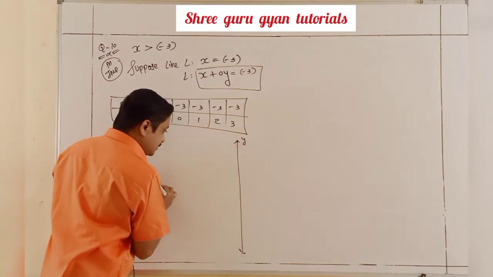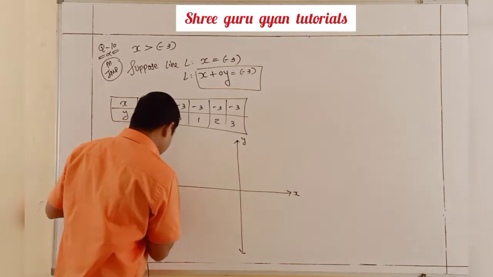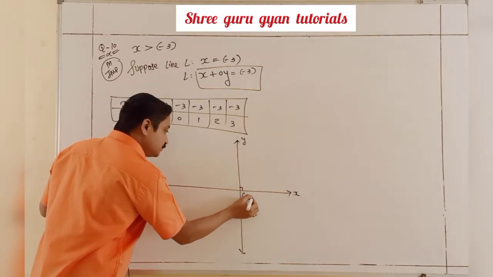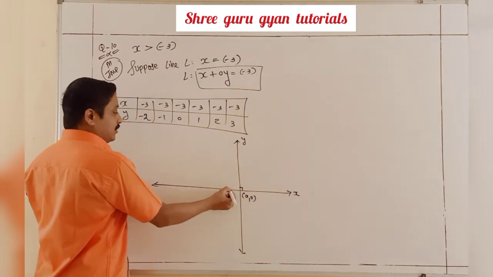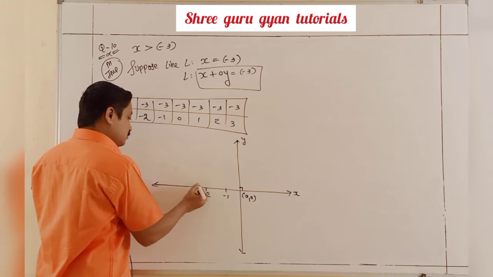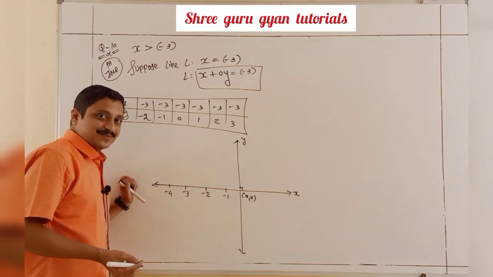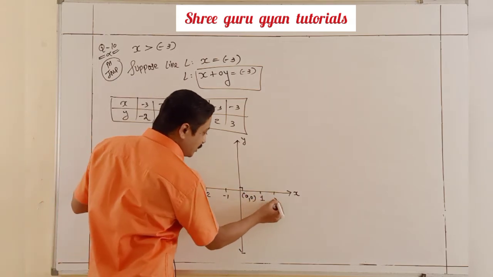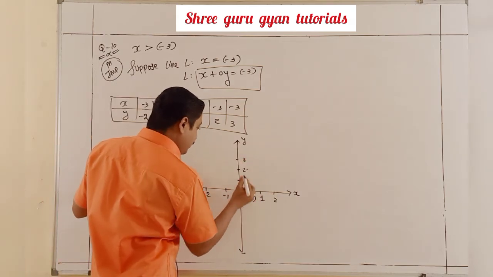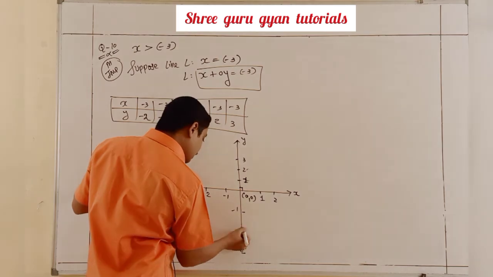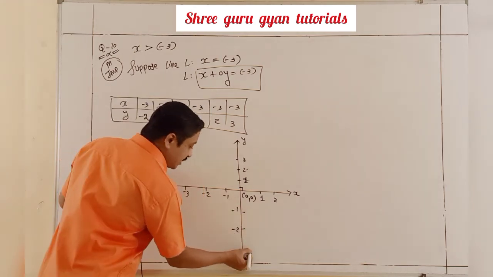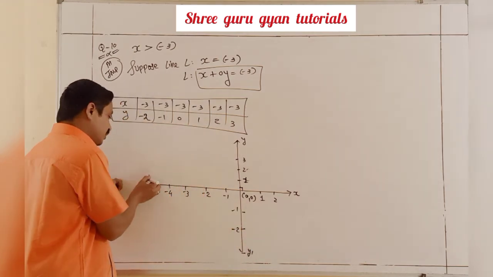Y axis, x axis. Here is your origin, and here minus 1, minus 2, minus 3, minus 4. This side some values 1, 2. Same here 1, 2, 3. And this side is minus 1, minus 2. Here what is it? In x, for x plus.